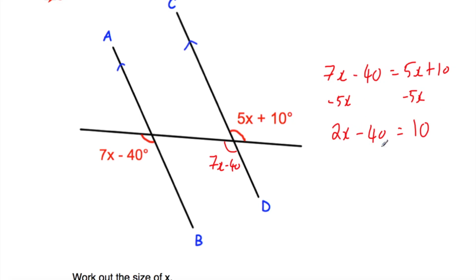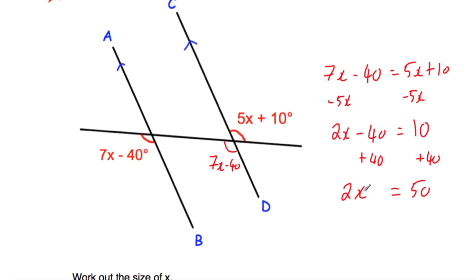Now, if we want to solve this equation, let's add 40 to both sides because we want to get rid of this minus 40 on the left-hand side, so we're going to add 40 to both sides. On the left-hand side, we had 2x minus 40. We're adding 40 to get rid of the minus 40, so we'll just be left with 2x. And on the right-hand side, we had 10. We're adding 40, so that's 50. So we've now got 2x equals 50.